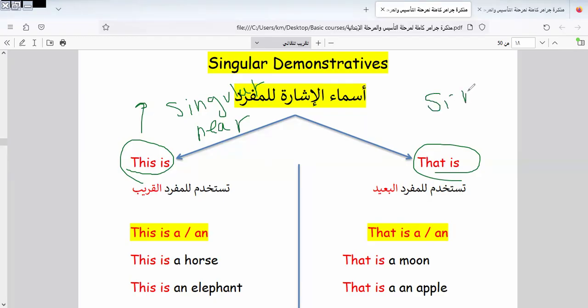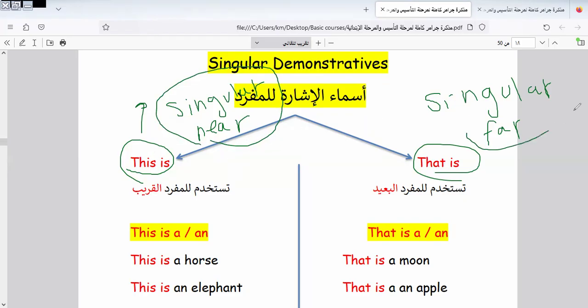We use that is for singular far. I see the book far from me, or not near from me. It will be: that is the book, or that is a chair, or that is the table. So this is the difference between this is and that is. This is used for singular, but this is used for singular near and that is for singular far.